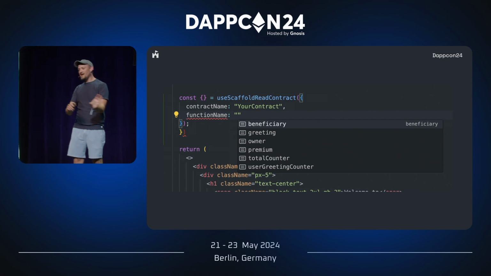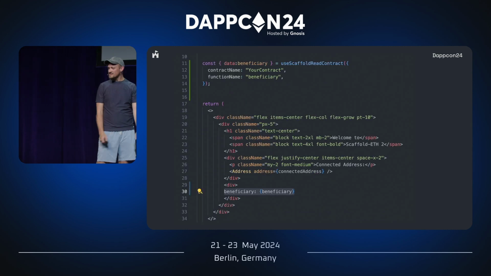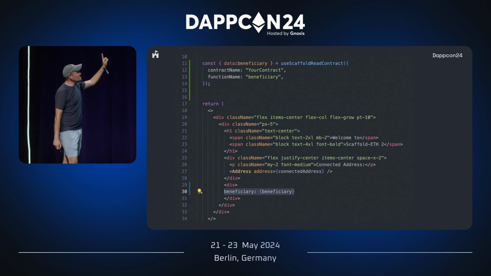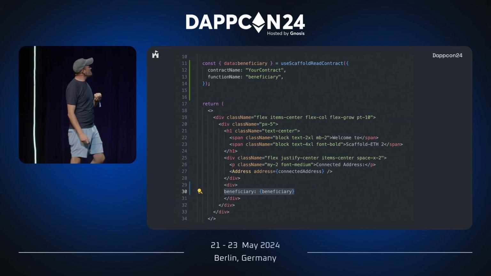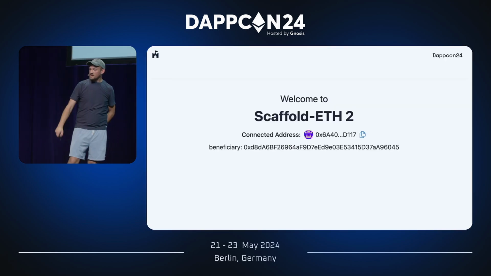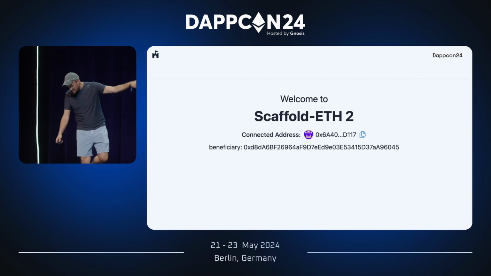Between Copilot and the suggestions, I'm basically hitting tab more than I'm hitting anything else. And then here we get the beneficiary at the top and we store it in our state. And then down at the bottom, we're going to output that beneficiary. So what does that look like? There it is. OK, cool. We've got our beneficiary there, 0xD8D.